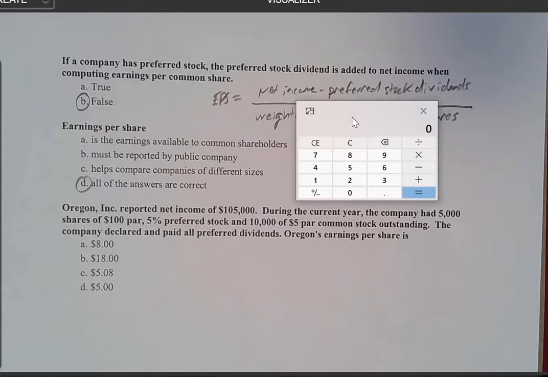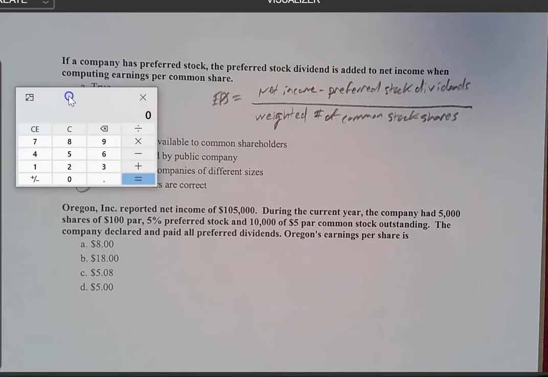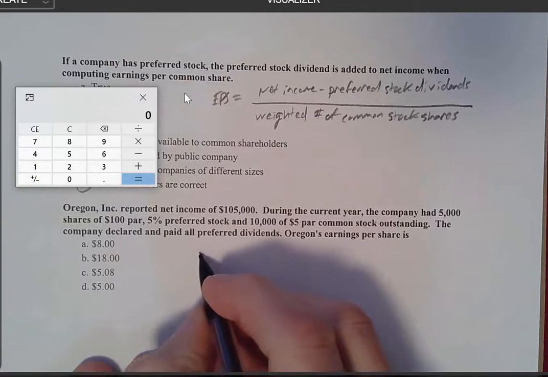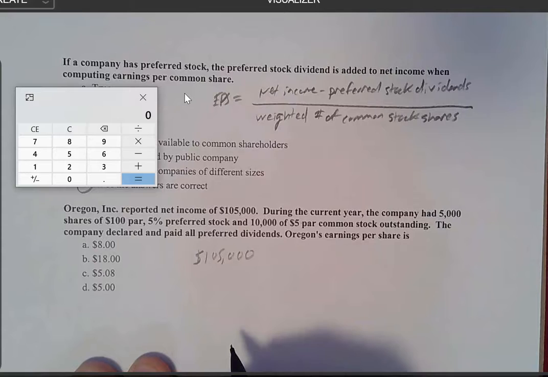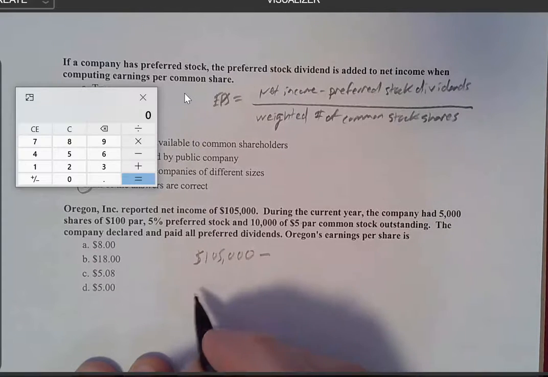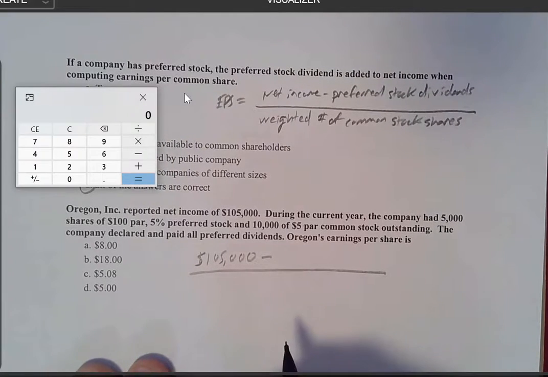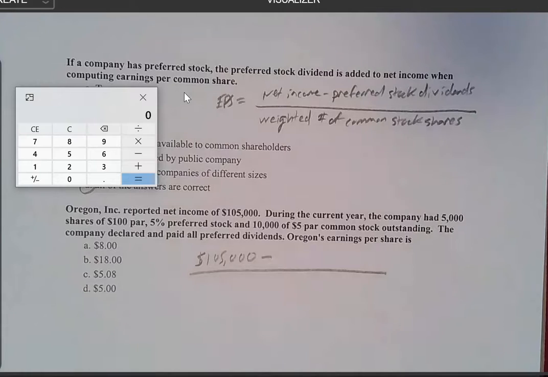All right, and actually I want to move that calculator a little bit over this way so we can see our formula. So earnings per share is net income minus preferred stock dividends. And we've been given net income here of $105,000. So let's just go ahead and put that. And I'm going to put a minus sign here. I'm going to put a big line to show you that we're going to have a fraction that we have to deal with. So minus preferred stock dividends.